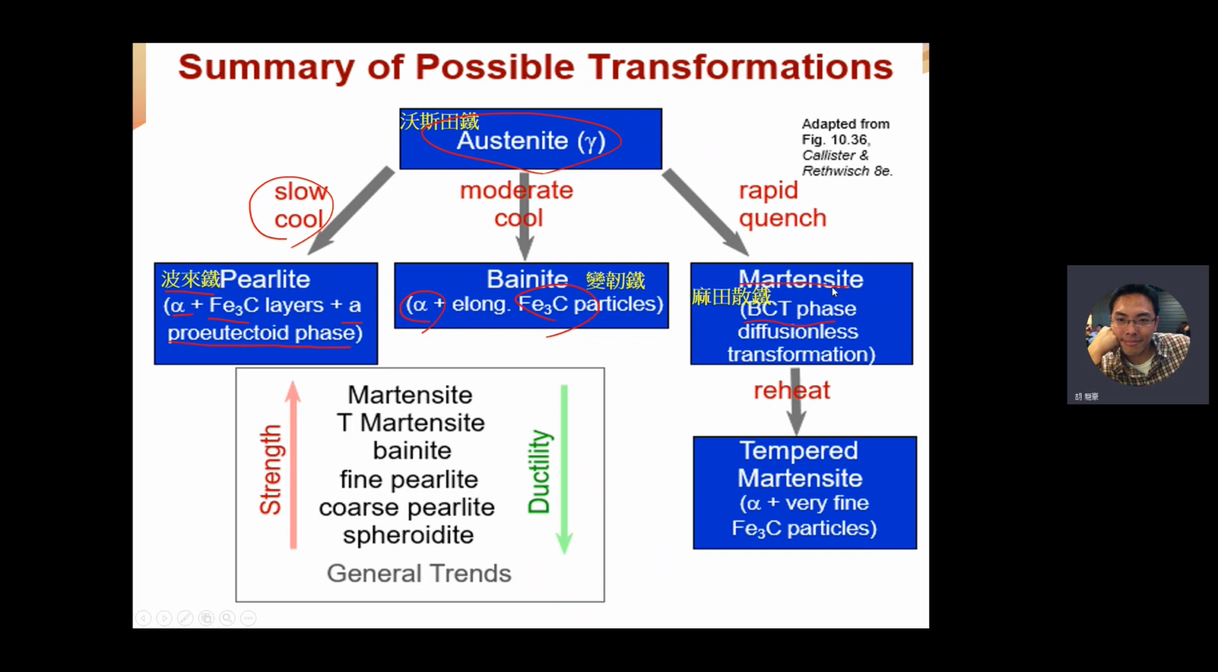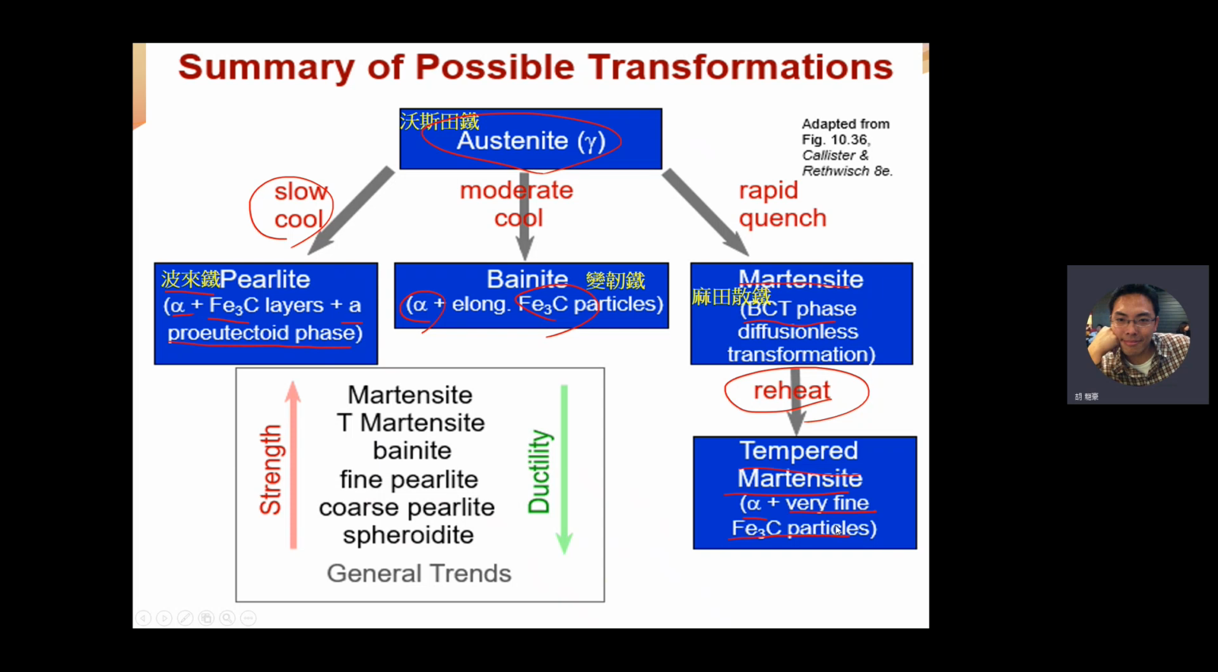So the mechanical property of martensite can be modified by tempering, by reheating. Therefore, the tempered martensite has a structure consisting of alpha ferrite and very fine cementite particles.